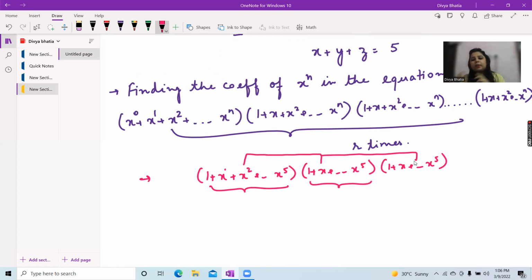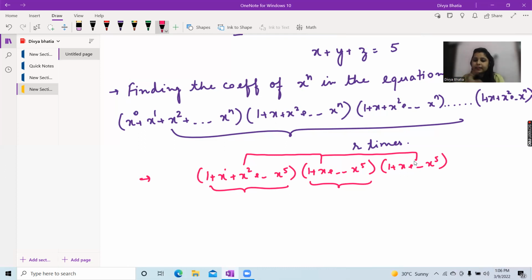Now, the total number of ways will be the total number of solutions of our equation. So how x to the power 5 will be forming in this equation will correspond to the total number of solutions, because every time x to the power 5 comes, that will correspond to a solution. One of the things is when x to the power 5 in the first bracket gets multiplied to 1 in the second and 1 in the third bracket. That means the solution corresponding to this particular thing will be 5, 0, 0.